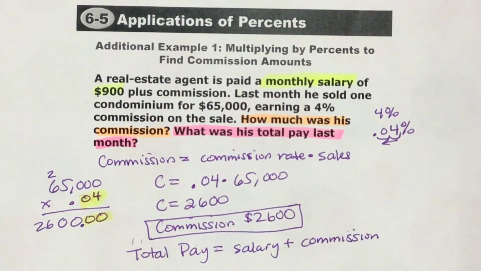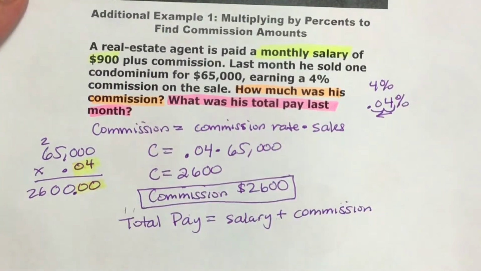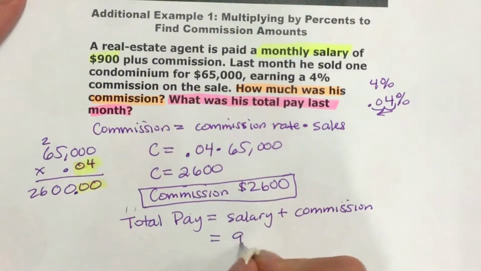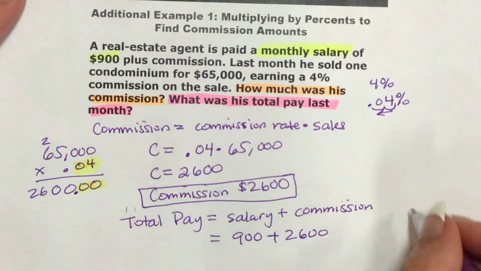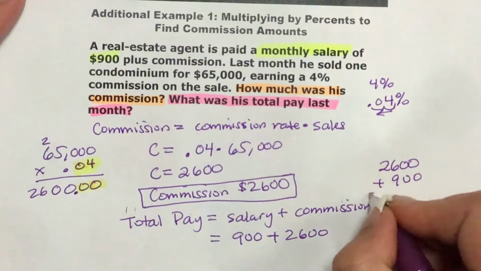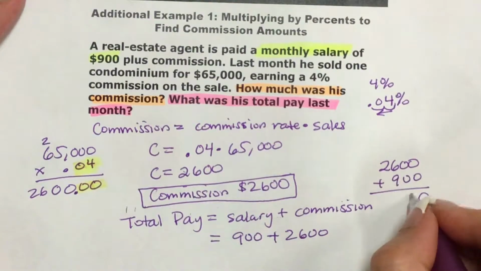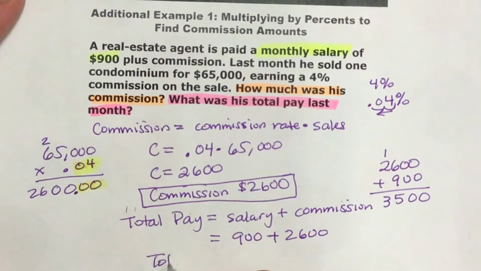So if the salary is $900, which it states here, $900 plus the commission, which we just figured out, which is $2,600. We're just going to take those two amounts and add them up. 2,600 plus 900. 0 plus 0 is 0, 0 plus 0 is 0. 6 plus 9 is 15. Write the 5, carry the 1. 2 plus 1 is 3. That means that the total pay equals $3,500 for the month.